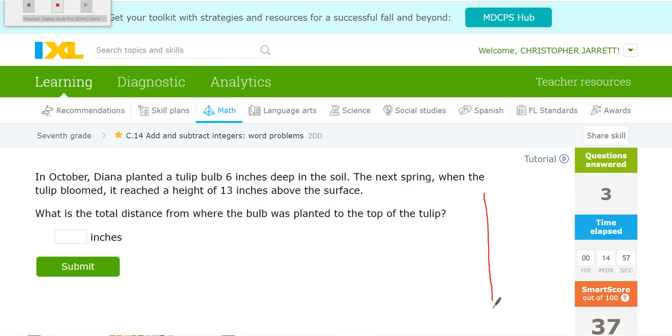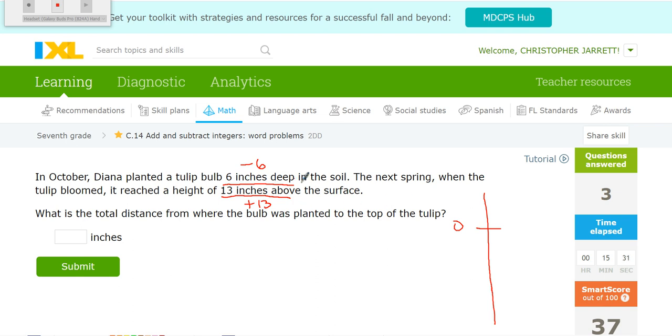So if I draw my number line, starting with 0, if it was 6 inches deep in the soil, then 0 wouldn't make sense to be at the bottom because it's going below 0. So I'll put it up top. Here's 0. If I have 6 inches deep in the soil, that's represented by negative 6. The next spring, when the tulip bloomed, it reached a height of 13 inches above the surface. That's plus 13.